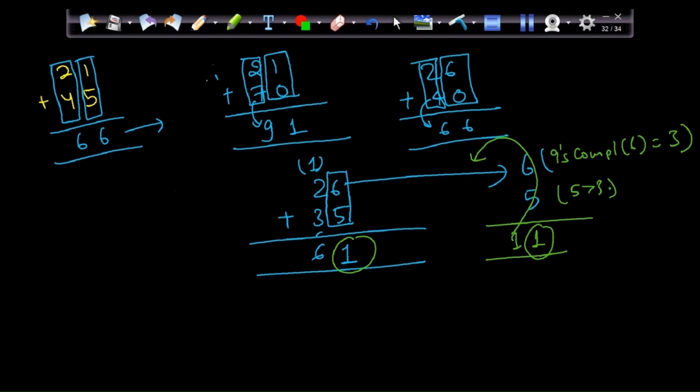Now let us look into why this method works, or why this method is giving us the right answer. And this is what we will extend to other number systems also.